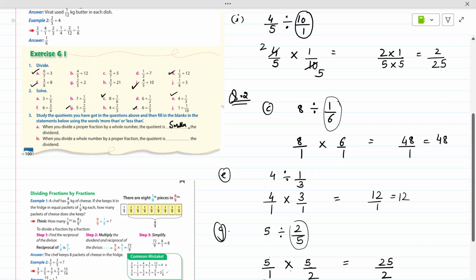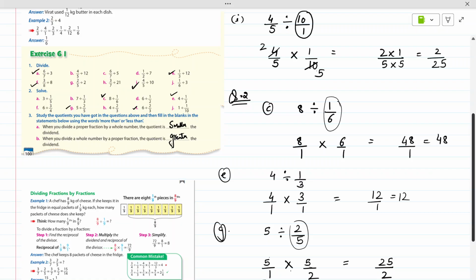We can also check the questions which we have done where we had proper fractions and we were dividing that proper fraction by a whole number. So whenever we are dividing by a whole number, the quotient is smaller than the dividend. Similarly, when we are dividing a whole number by a proper fraction, then the quotient is dash the dividend. So in that case, it will be greater. Why? Because whenever we take the reciprocal, it gets multiplied with the whole number and the result is greater. Okay.